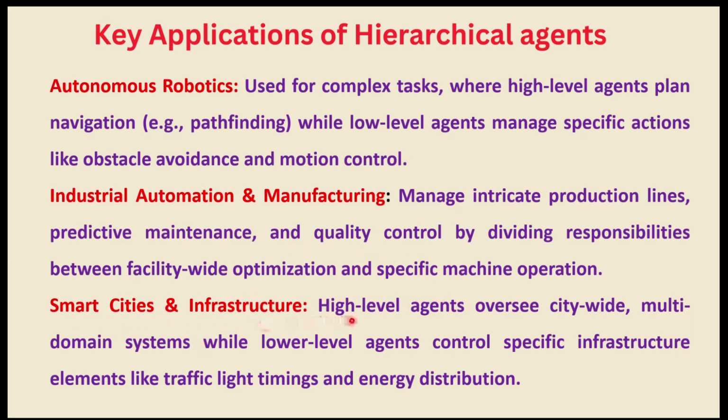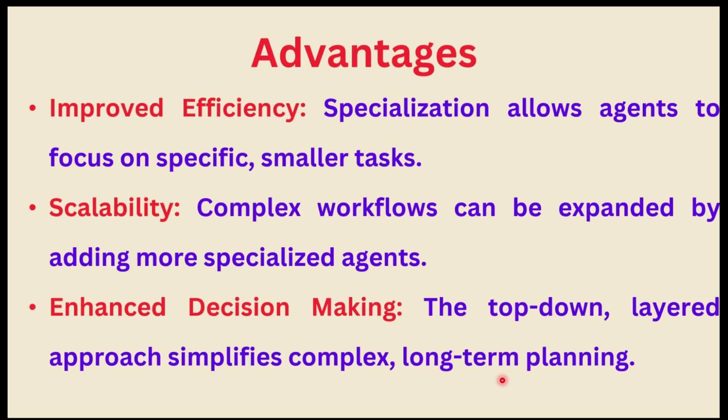And then smart cities and infrastructure. In smart city infrastructure, the city wide environment and multi domain system will be taken care of by the high level agent. The low level agent takes control of specific infrastructure elements like traffic light timings and energy distribution. These can be taken care of by the lower level agent. Like this, we divide the different actions among different agents, and finally it is combined into a single model. So this is hierarchical agent.